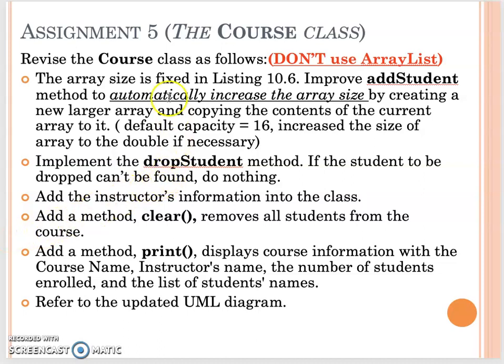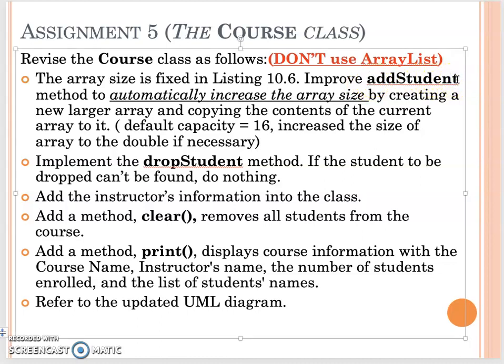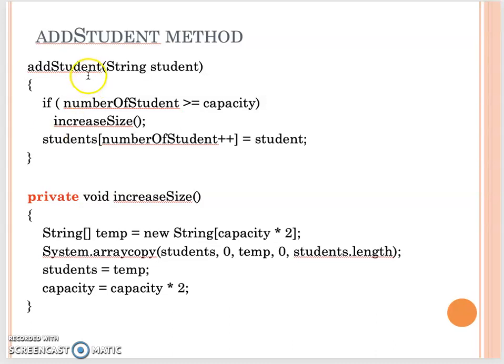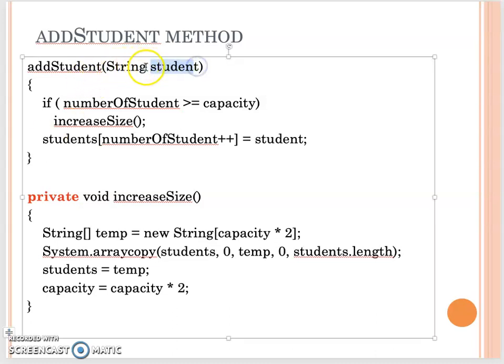So in assignment 5, you need to modify your add student function, and you need to implement the drop student method. Here, just quickly to talk about the logic of how you will change your add student. When you do your add student, we will have the student's name, so that will be a string.